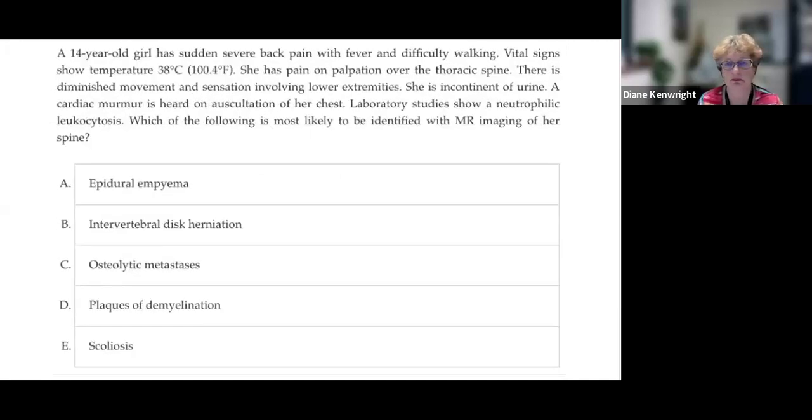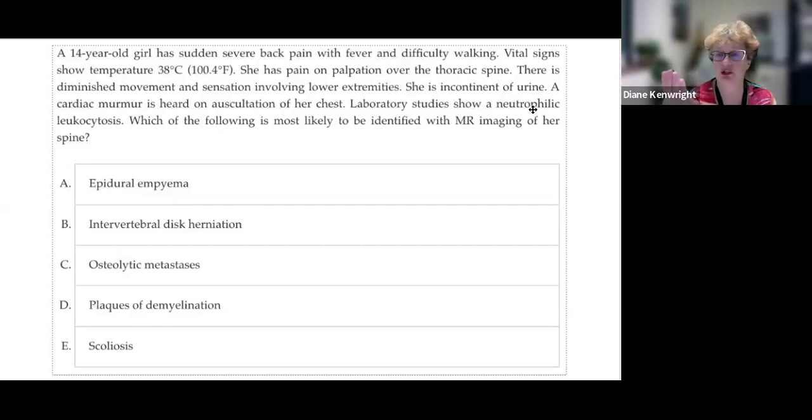I think I missed this one out. Right, this is a 14-year-old. She's got back pain with fever, difficulty walking, and a temperature, diminished movement and sensation in the lower extremities, and is incontinent of urine. This is a problem. Sounds like something really bad is happening in her spine. And lower extremity, so it's bilateral. So something's happening in her spine bilaterally, maybe in the cauda equina.